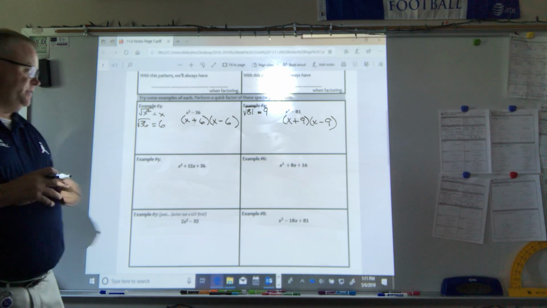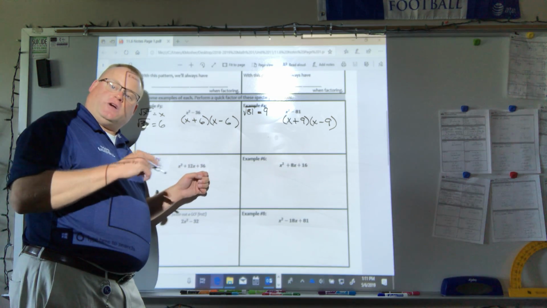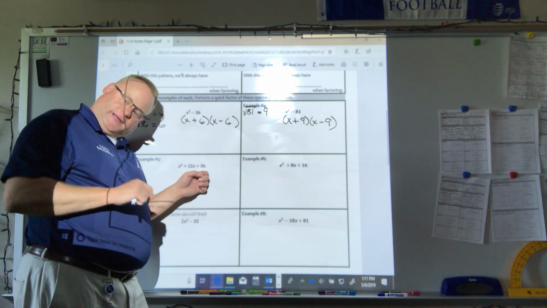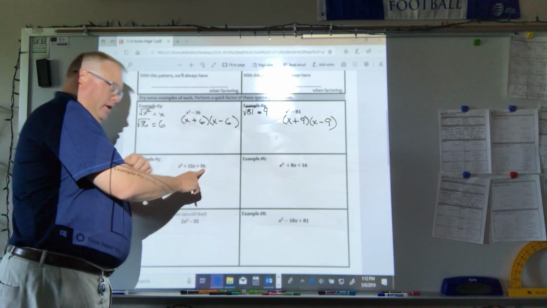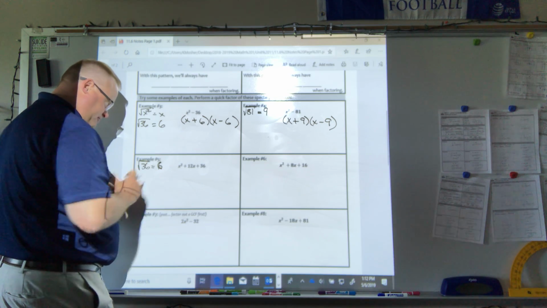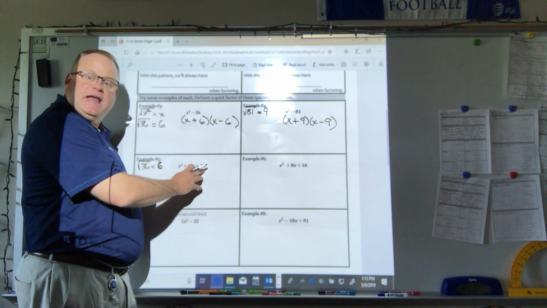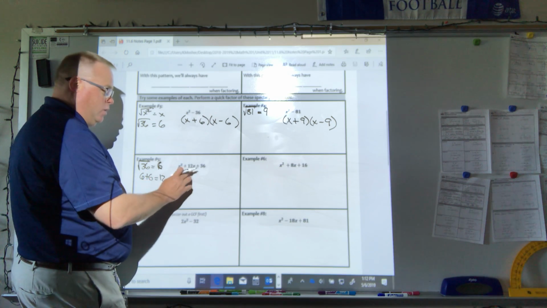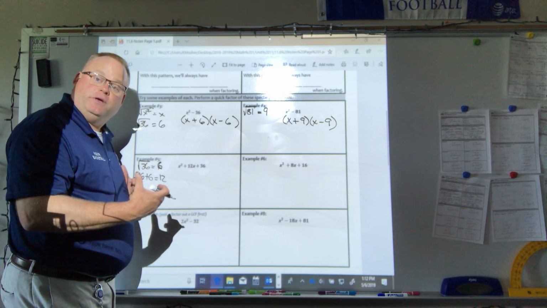Example 5. X squared plus 12x plus 36. Perfect square trinomial is what I'm thinking it's going to be. Here's how we're going to attack it. Look at the c term. Is the constant a perfect square? Square root of 36 is 6. So halfway there. Now, take that 6 and add it to itself. Does that add up to 12? It sure does. So therefore, I know this is a perfect square trinomial.